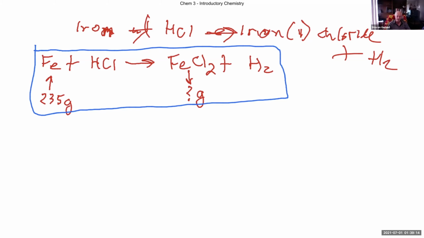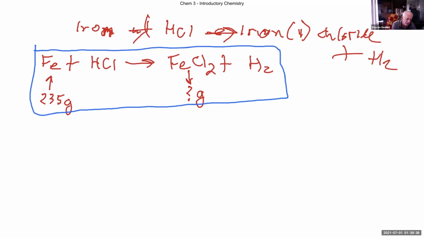So iron reacts with hydrochloric acid to produce iron 2 chloride and hydrogen gas. If I reacted 235 grams of iron, how many grams of iron chloride would be produced? That's the English, which means absolutely nothing to me. It's just words. But if I write it down like this, I can see it.